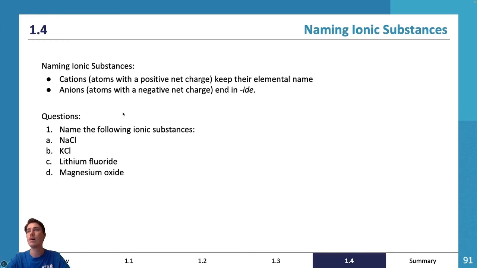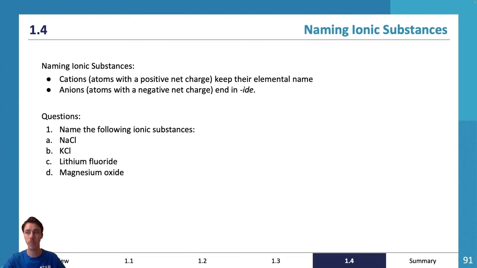So if you're going to name ionic substances, you go a little bit differently. You name the cation first, and then the anion second. Cations are the atoms with the positive net charge, and the anions are the atoms with the negative net charge. The anion ends in "ide," and the cation keeps the elemental name. So here you have sodium chloride, potassium chloride. Potassium keeps the element name, chlorine takes the "ide." Lithium fluoride, so LiF.